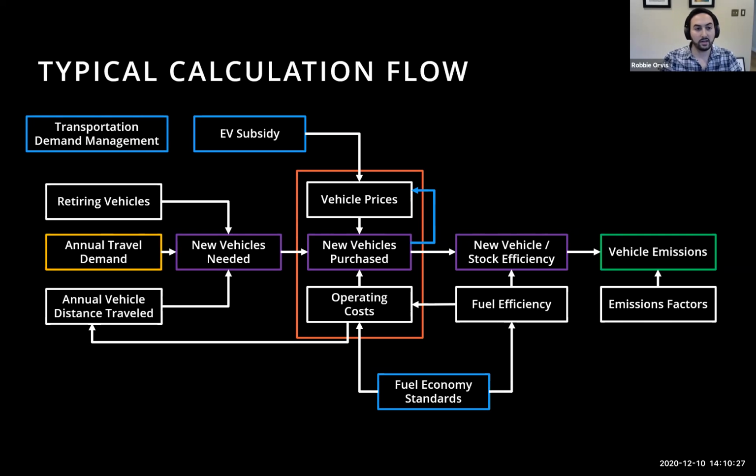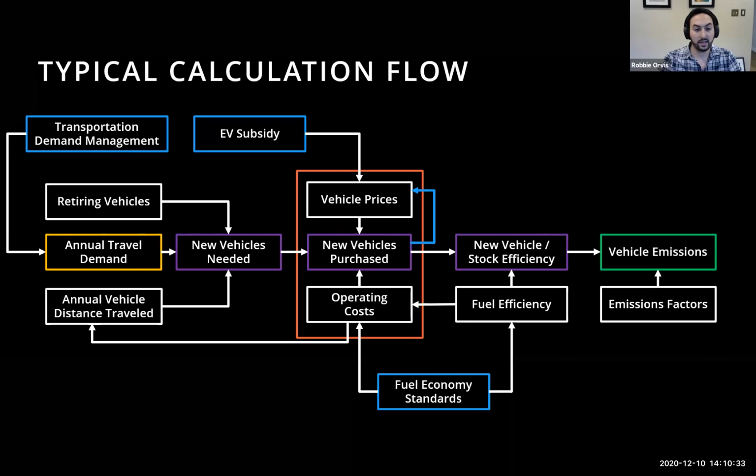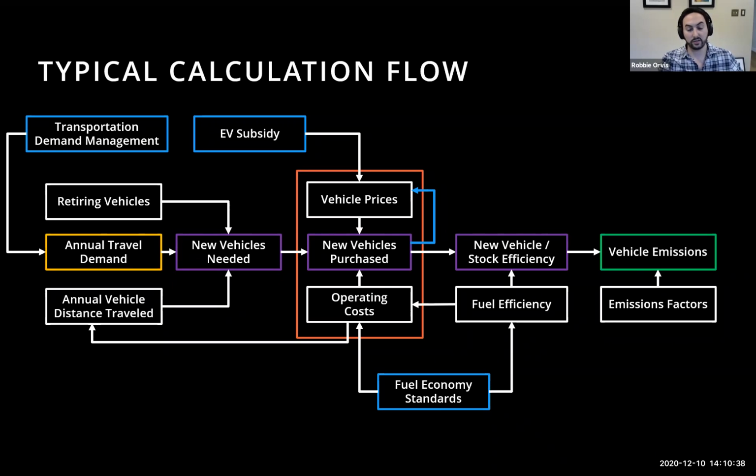Lastly, we might put on transportation demand management or mode shifting policy. This would affect the annual travel demand and then flow through here to reduce the number of new passenger cars needed, for example, and the numbers of new cars purchased. So this is one simplified example of one sector in the model.